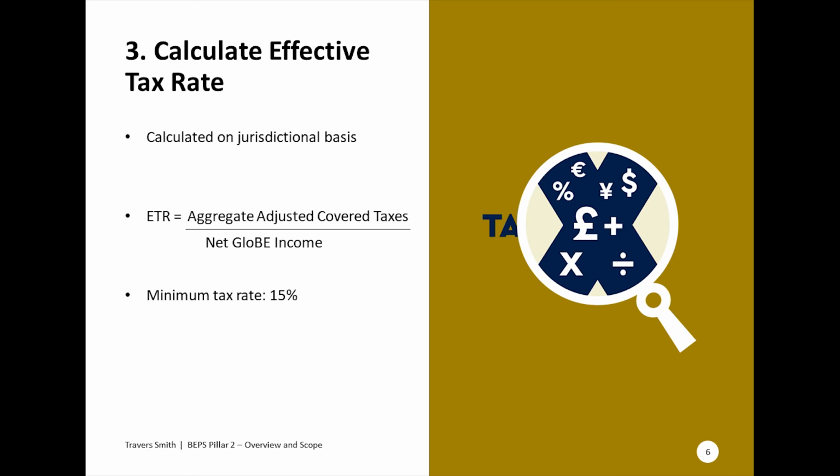You then divide the aggregate covered taxes for the jurisdiction by the net GloBE income or loss for the jurisdiction to get the effective tax rate. So the effective tax rate is the aggregate adjusted covered taxes divided by net GloBE income. The minimum tax rate is 15%. If the effective tax rate for the jurisdiction is below this, then top-up tax is likely to be chargeable. If the effective tax rate is 15% or more, then top-up tax won't be chargeable unless there is an adjustment that needs to be made relating to an earlier year.